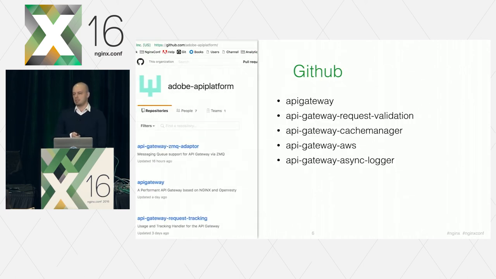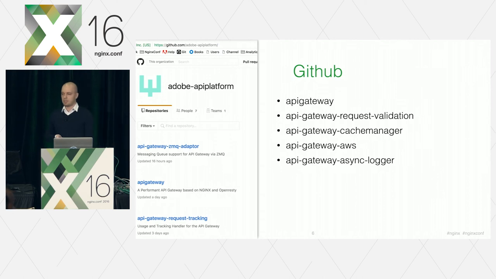So we understand the power of the bazaar, in comparison to a cathedral. All the modules that we have developed around nginx are open source, so I invite you to go to GitHub and search for Adobe API platform, and all the modules that we have created over the years are there. You will find the API gateway, which is the core component, built on top of nginx. We have also built everything on top of OpenResty, so the main language that you will find there is Lua. And the modules that I've already described, you'll find there.